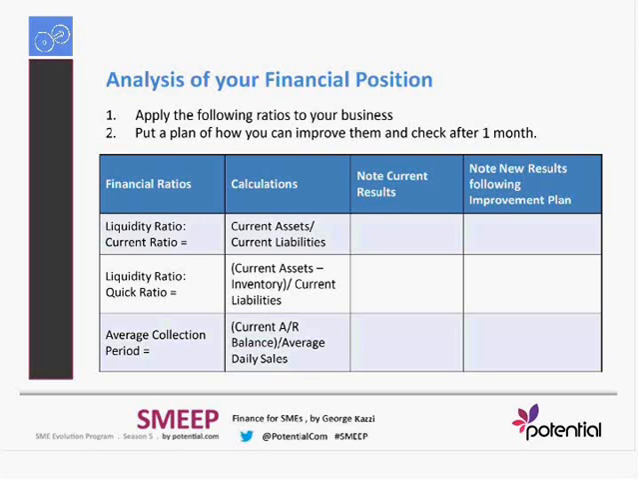So the liquidity ratio, or part of the liquidity ratio, is the current ratio, the first one we talked about. It is the current assets over the current liabilities. Put in this table the current result, write it down in order to see where we stand today, and after 1 month, after the decisions and the plan that you've taken, redo the calculation of the current assets over the current liabilities and see where you stand.